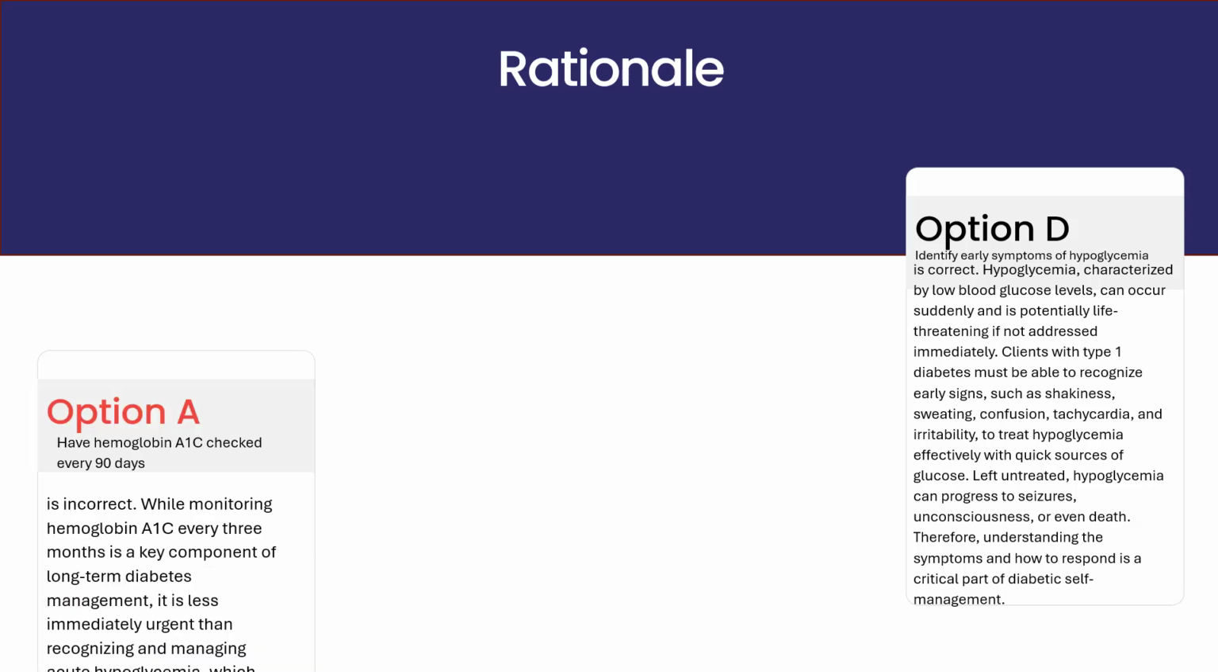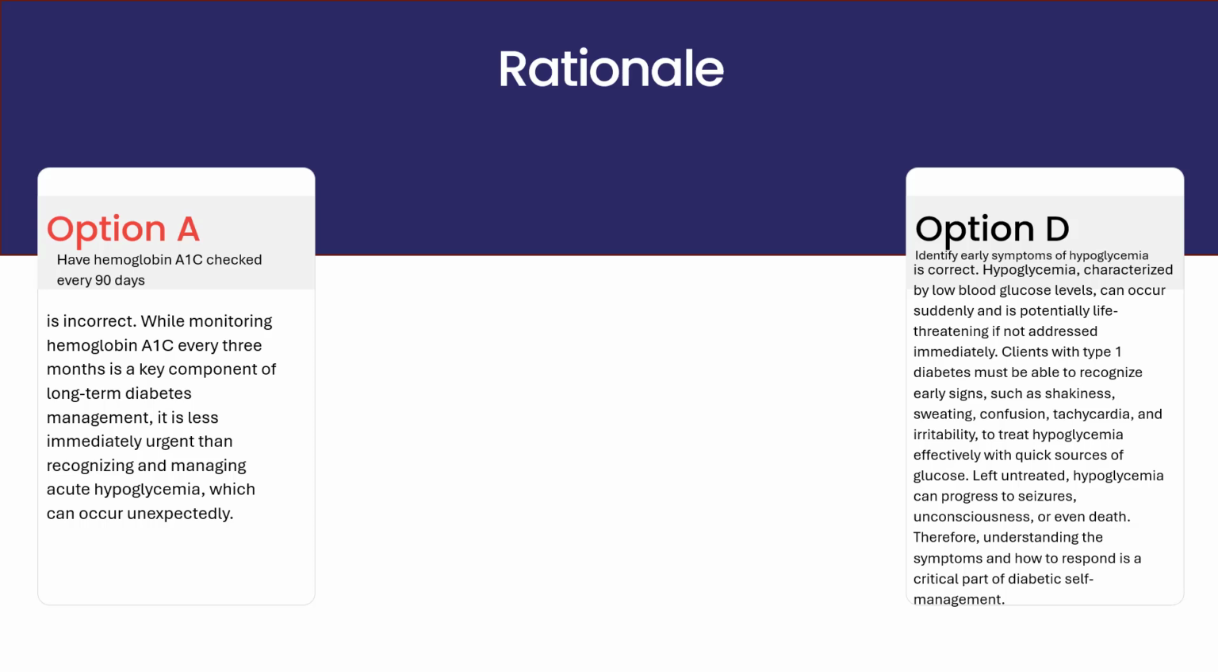A is incorrect. While monitoring hemoglobin A1C every 3 months is a key component of long-term diabetes management, it is less immediately urgent than recognizing and managing acute hypoglycemia, which can occur unexpectedly. B is incorrect.